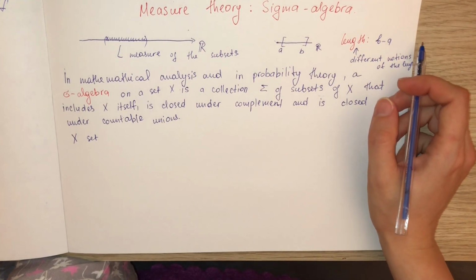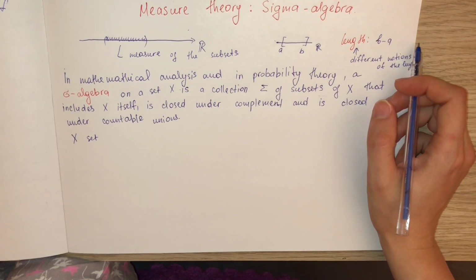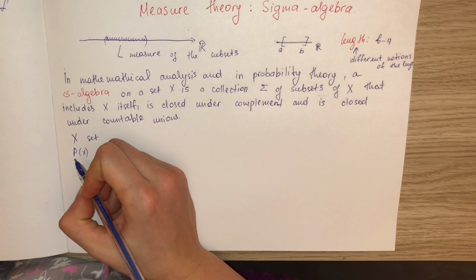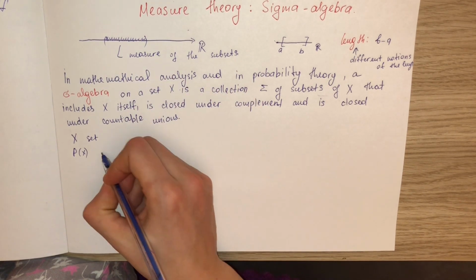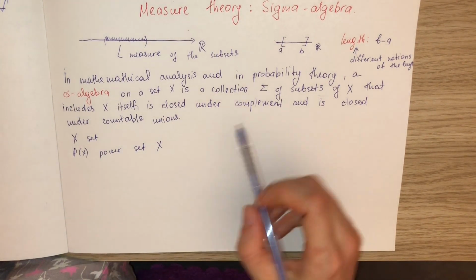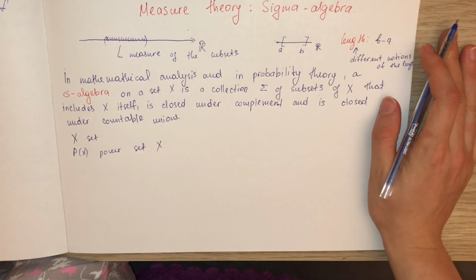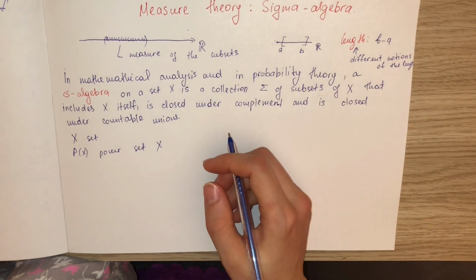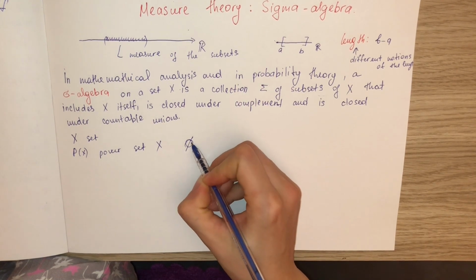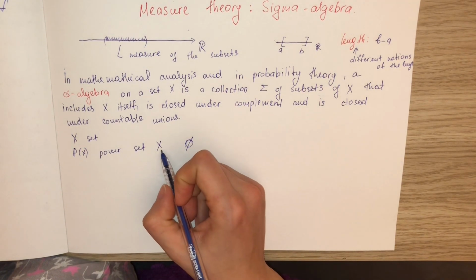First, let's start on the set level, and because we want to measure the subsets of X, it's good to start with the power set of X. The power set of X is just the set of all subsets of X. P(X) is the power set of X, and this is all subsets of X. And I want to give a short reminder that the empty set is also a subset of X.